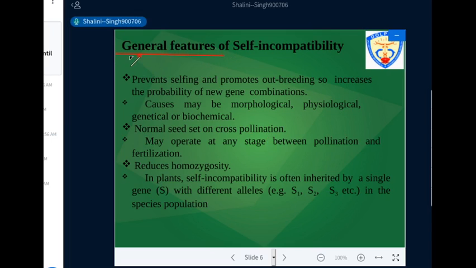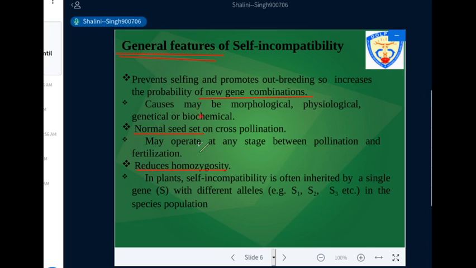General features of self-incompatibility: it prevents selfing and promotes outbreeding. So, it increases the possibility of new gene combinations. Causes of self-incompatibility may be morphological, physiological, genetical, or biochemical. There is always normal seed set on cross-pollination. It may operate at any stage between pollination and fertilization, and it reduces homozygosity.